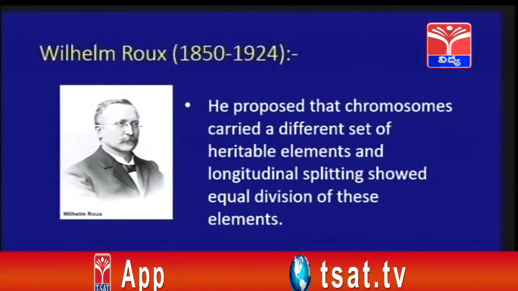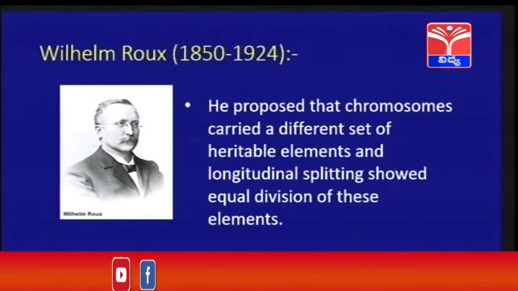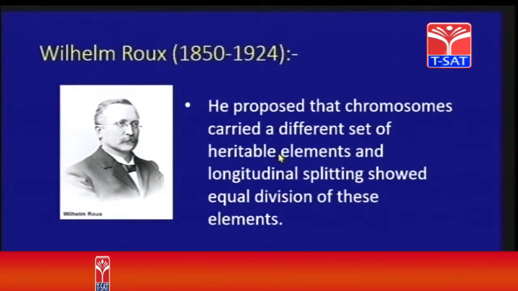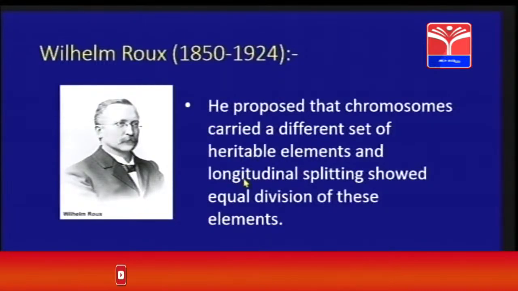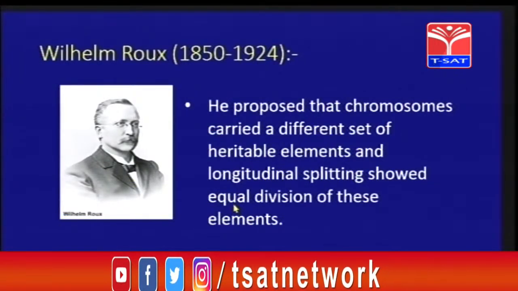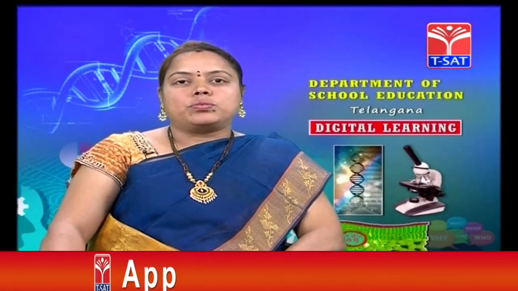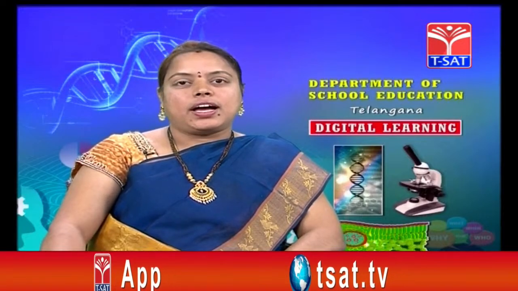Wilhelm Roux proposed that chromosomes carried a different set of heritable elements. Children, you can see here heritable elements. That means the genetic material which is transferred from one generation to another. So Wilhelm Roux stated that chromosomes carried a set of heritable elements, and they divided longitudinally, showing equal division. He also worked on the rediscovery of Mendel and stated that chromosomes played a major role in transferring the genetic material from one generation to the other.